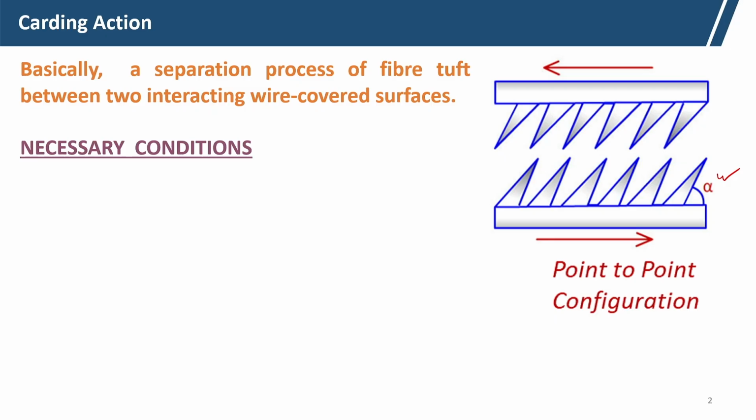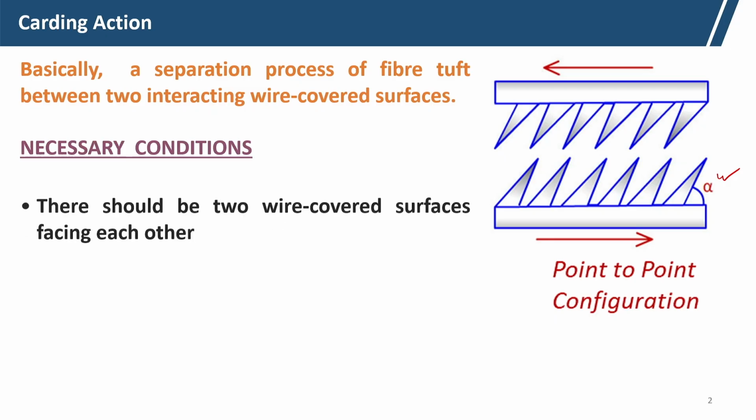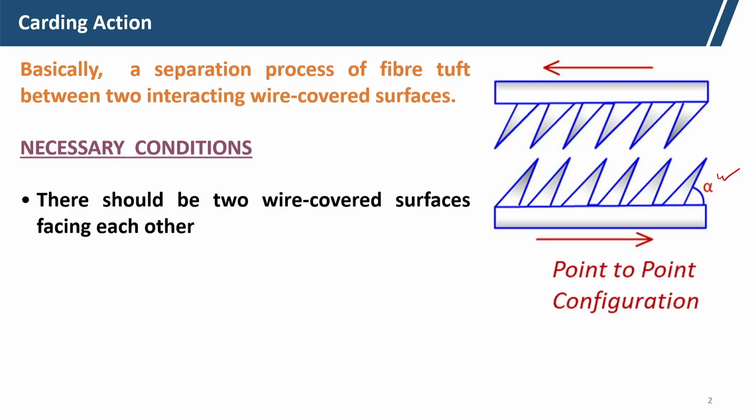Now, the necessary condition is that there should be two wire surfaces facing each other. As I have mentioned, there must be two wire surfaces; a single wire surface will not work, and even more than two is not possible, because they are facing each other. That is the first necessity.